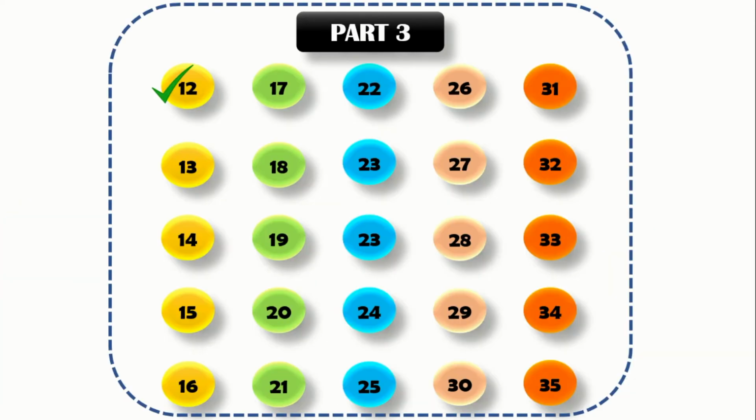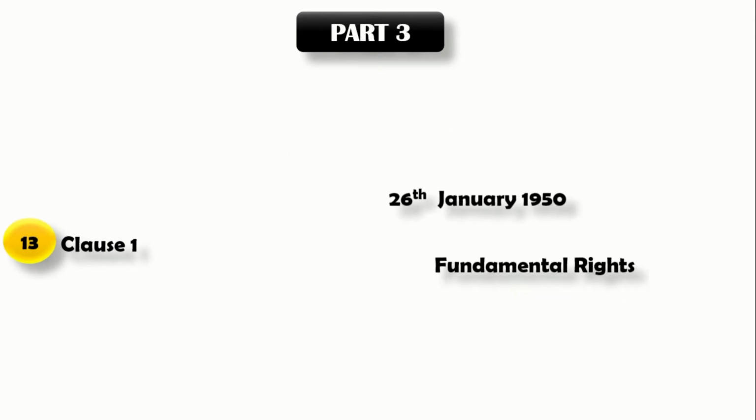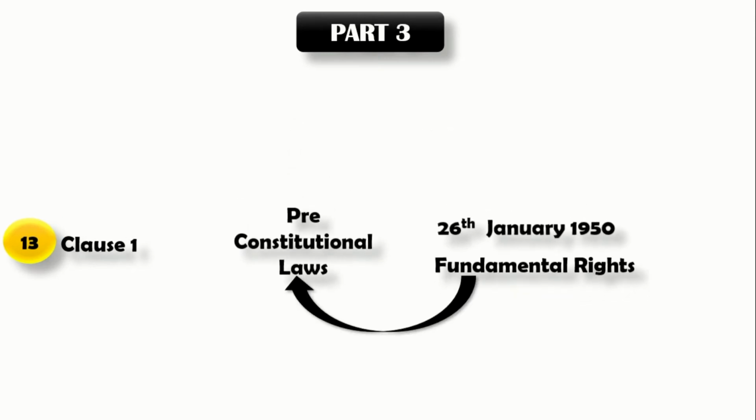Next is Article 13. To understand Article 13, first we need to know when our fundamental rights were created and since when we started using them. Fundamental rights were introduced at the time of the commencement of the Constitution, that is, 26 January 1950. Now Article 13 contains 4 clauses. Clause 1 says that even before the implementation of fundamental rights, there were many laws in our country. But after the implementation of fundamental rights, some previous laws were violating the fundamental rights of the citizens.